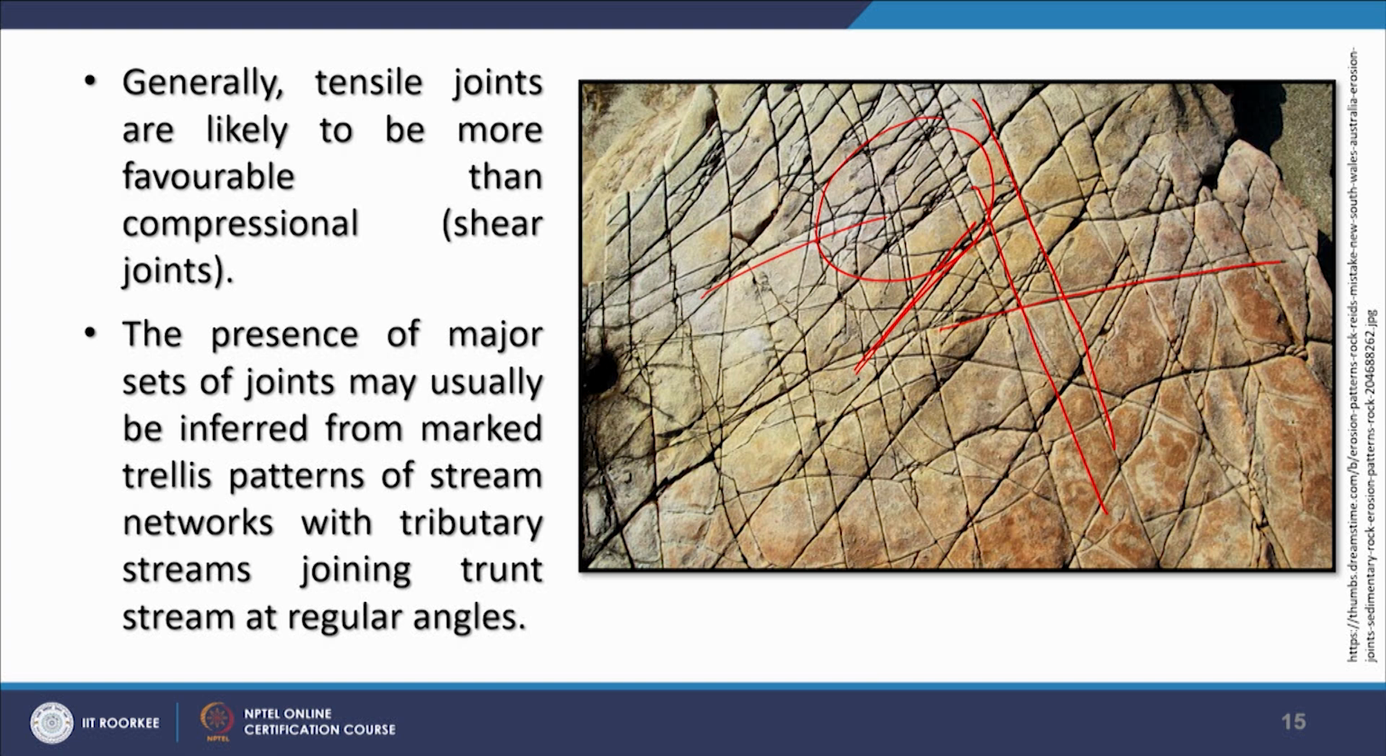Surface drainage streams will also develop along these, because these are lower parts where the water can flow easily. So, even if you do not see any exposure on the surface, you may see the growth of vegetation, or you see that the drainage network has developed along them. This trellis pattern of a stream network indicates that the rocks are jointed, and it will also tell you the orientations of these joint planes.